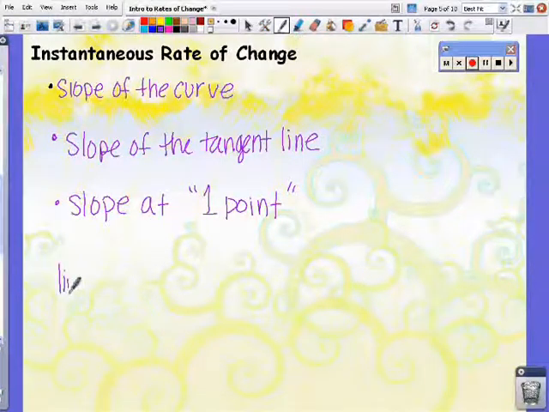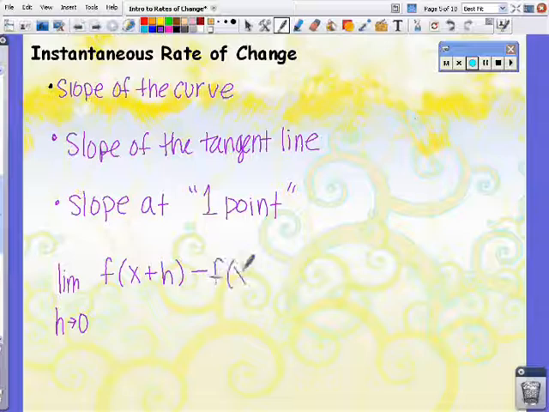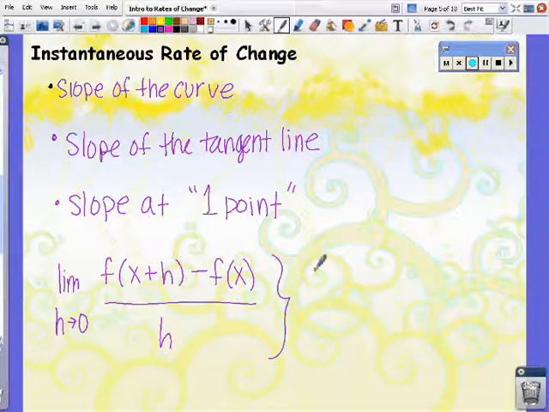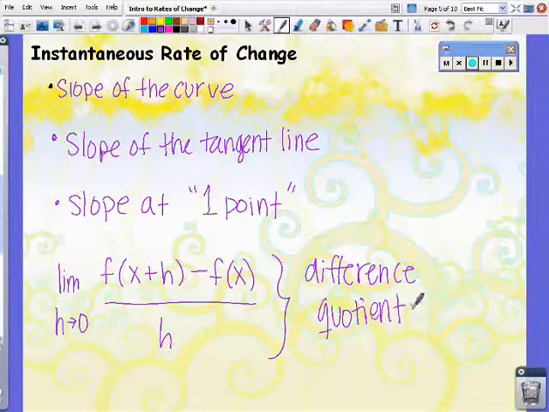The formula we use is the limit as h goes to 0 of f of x plus h minus f of x all over h. And we call this the difference quotient. So you'll hear me reference those terms when I want to do the limit as h goes to 0 of this formula. So the difference quotient.